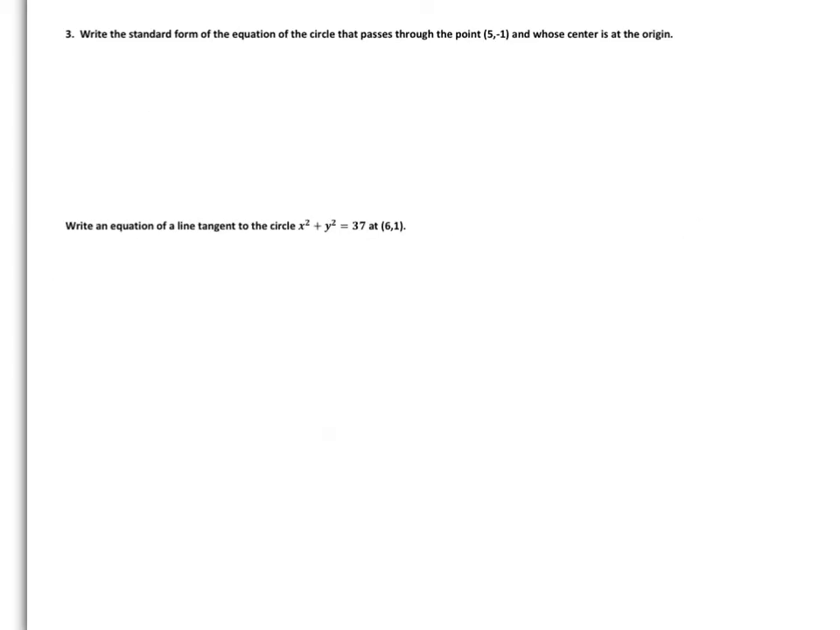So write the standard form of the equation, given that a circle passes through the point 5, -1, and it's centered at the origin. So this is what we have to think about here. We know the center's right there, and we know the point is right there. So we need to find this.